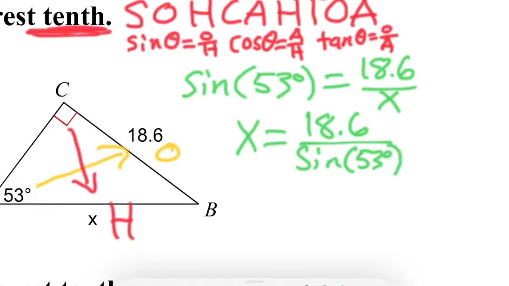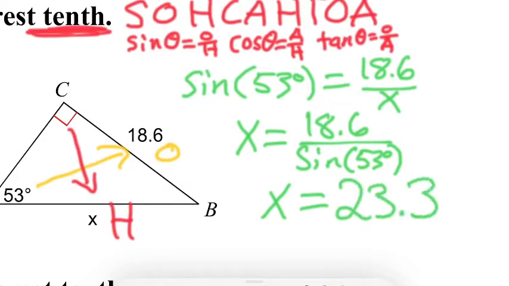We put this in our calculator, making sure that our mode is in degree mode. It has to be in degree mode because our angle was given in degrees. So we get x equals 23.3.